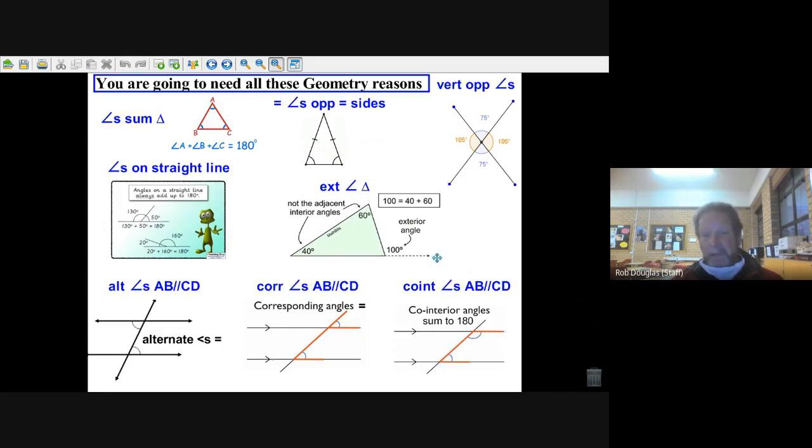If you extend a side of a triangle, the angle formed is called an exterior angle, and it equals the sum of the opposite interior angles. This little shorthand you see is all you have to write down for the reason: exterior angle of a triangle. There's three parallel reasons. Alternate angles are equal. Corresponding angles are equal, and co-interior angles, the angles inside two parallel lines, sum to 180, just like the angles in a line and the angles in a triangle.